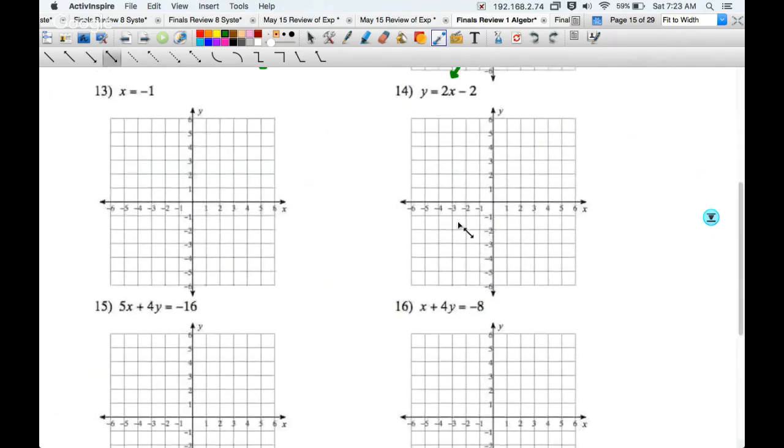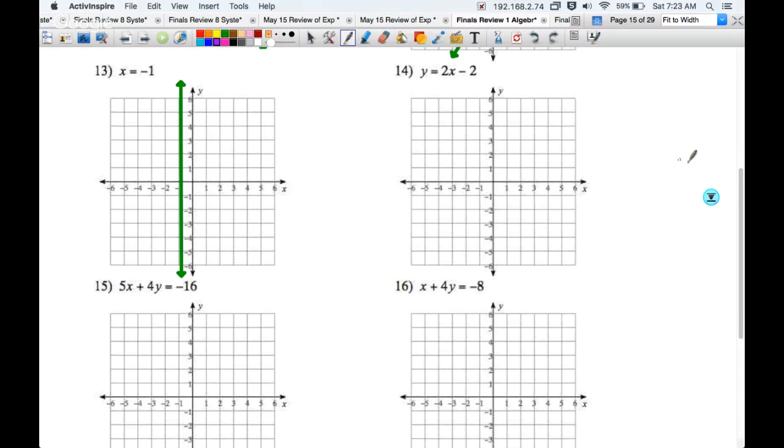All right, x equals -1. Vertical line at -1. We need to know that x equals equations create vertical lines.